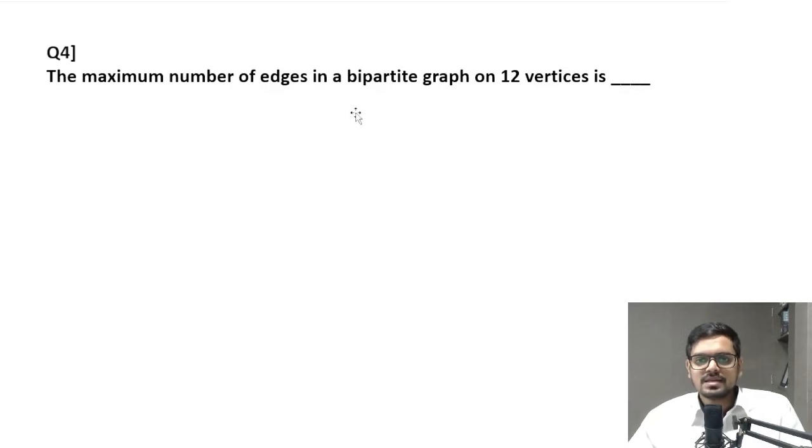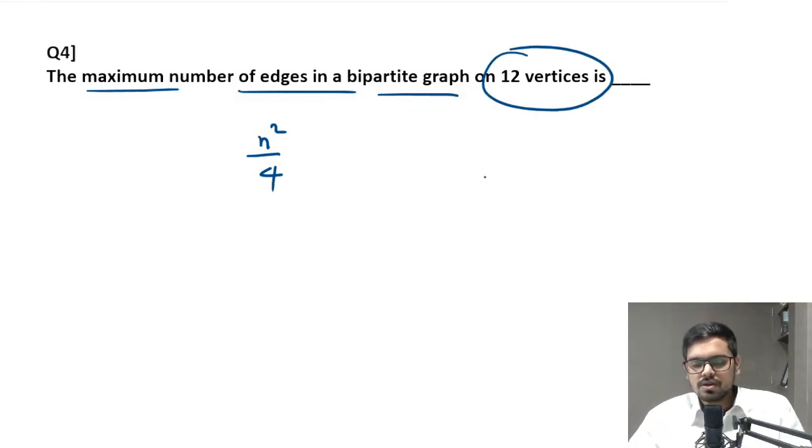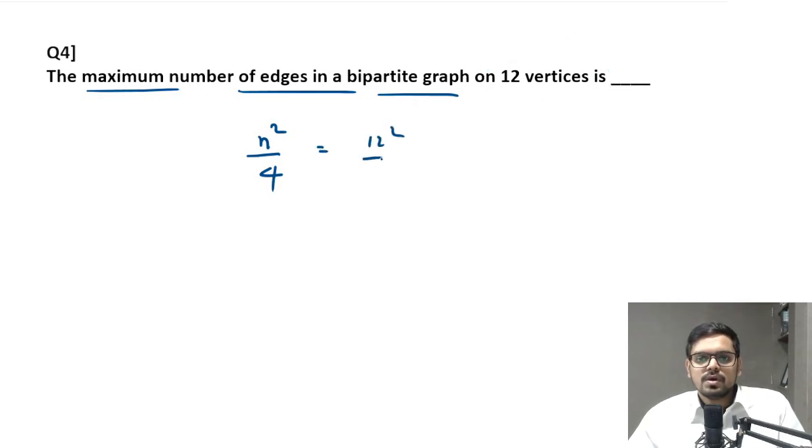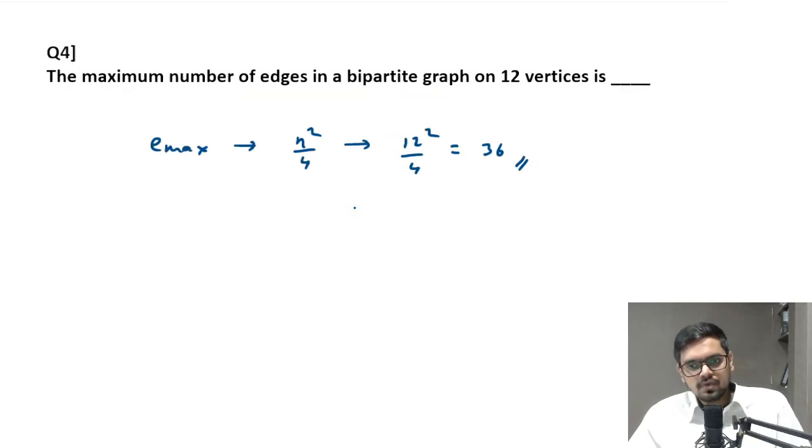The maximum number of edges in a bipartite graph on 12 vertices is, you know the derivation I have explained, the maximum number of edges in the bipartite graph is n square by 4, and luckily here n is 12, otherwise you can use floor of n by 2 into ceiling of n by 2. That will also give you the correct answer if n was odd, but nevertheless here what is the answer? The answer is 12 square by 4. Put that into the calculator, you will get 36 as the answer. Straight away we have seen the derivation and proof in the class, so no need to repeat again. I know you know the concepts and the derivation.